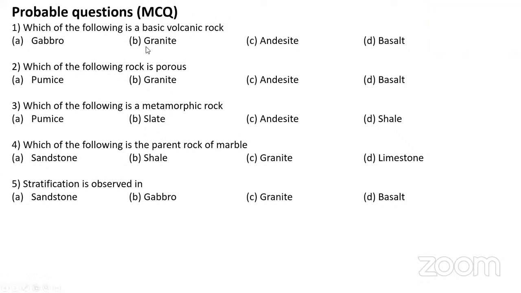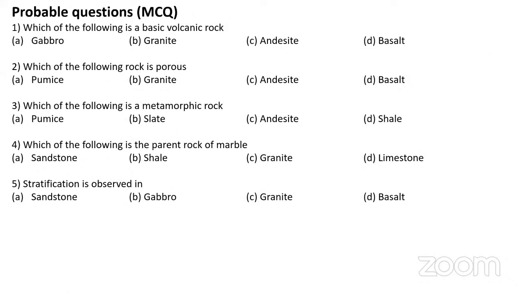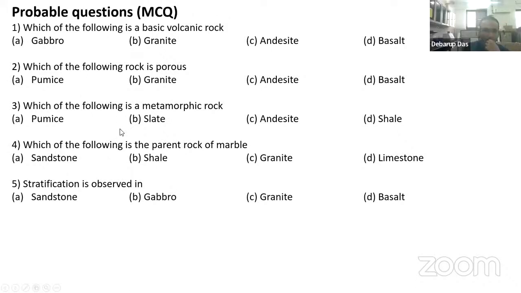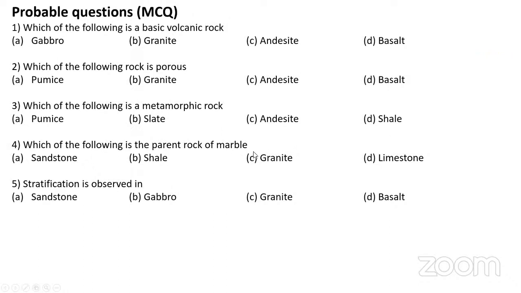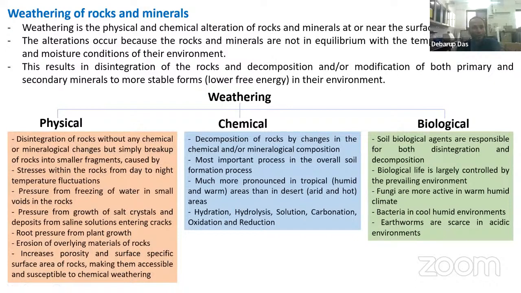Probable questions: which of the following is a basic volcanic rock? Basalt. Which of the following rocks is porous? Pumice. Which of the following is a metamorphic rock? Shale. No, shale is sedimentary. Slate. Shale forms slate. Which of the following is the parent rock of marble? Limestone. Stratification is observed in? Sandstone. Good.